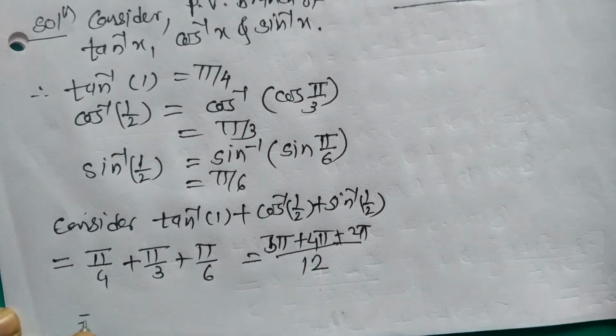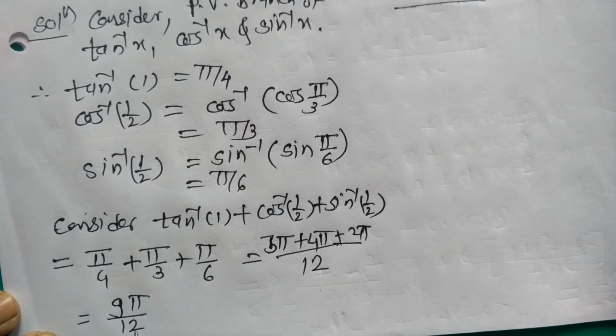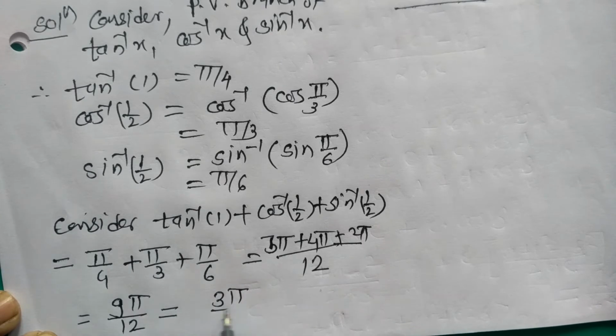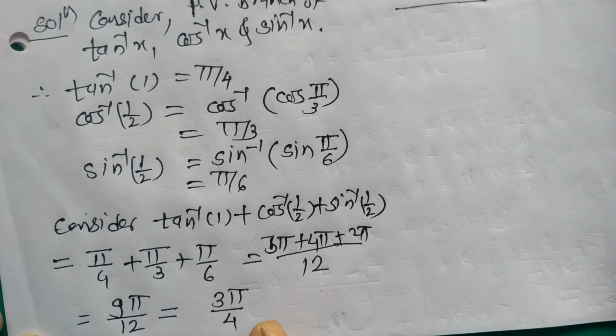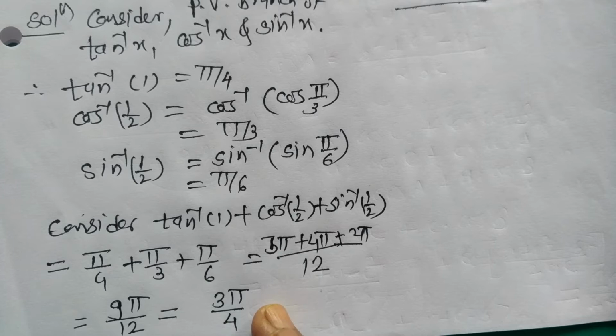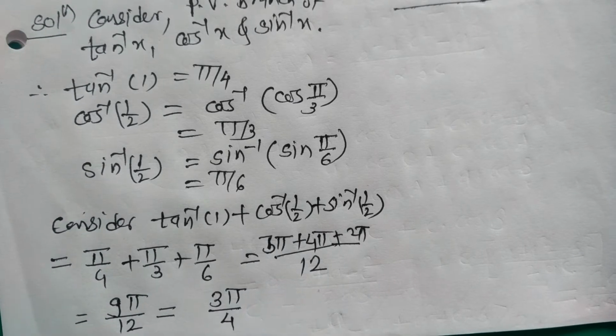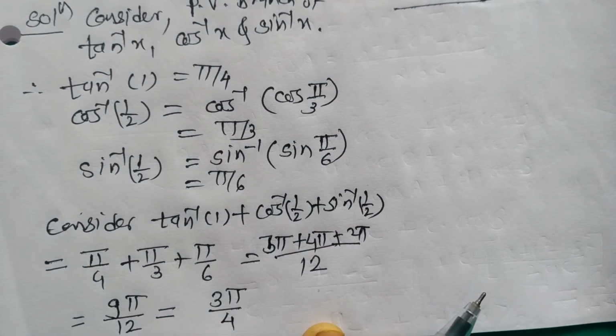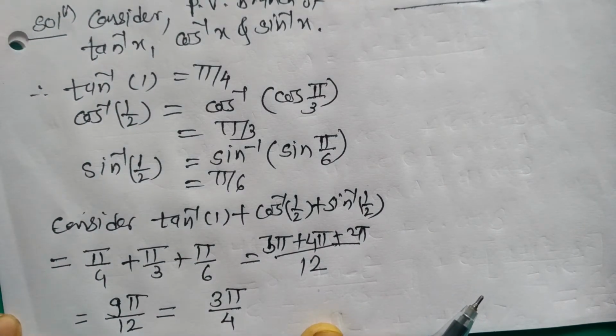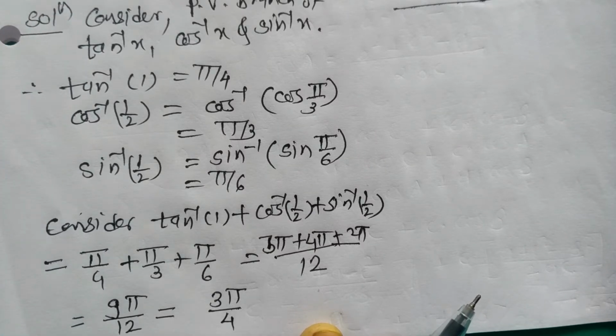By adding these, we take 3 plus 4 plus 2, that is 9 pi by 12, and therefore the value is 3 pi by 4 after simplification. So the required value of the expression tan inverse 1 plus cos inverse half plus sine inverse half is equal to 3 pi by 4. This means the inverse function has a principal value according to the measure of the angles that gives the corresponding branches of the inverse trigonometric function.